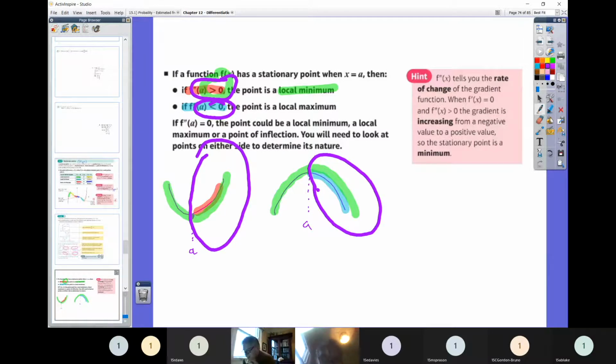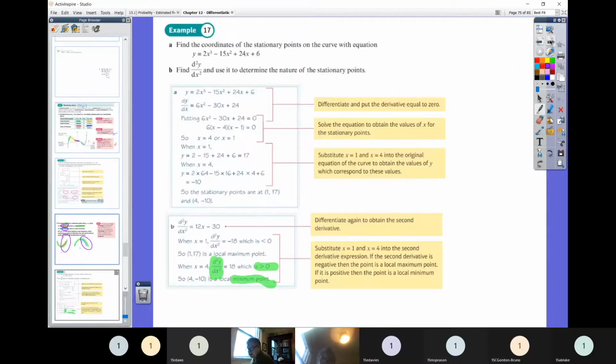So however you think, you just got to learn that if the second differential is greater than 0, it's a minimum. When you substitute the x value in and the second differential is less than 0, it's a maximum. And so the hint, like I was saying, the second differential tells you the rate of change of the gradient function.